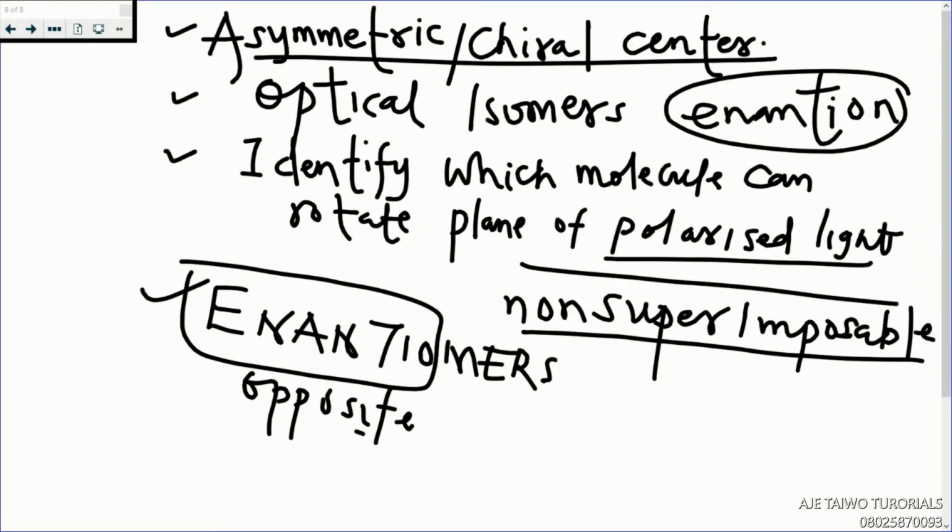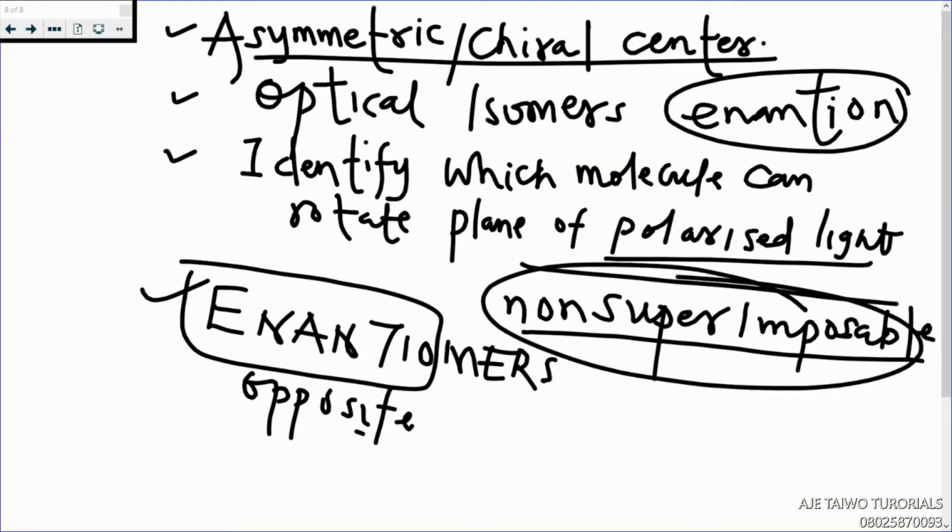They are optical isomers. Enantiomers are optical isomers. They are non-superimposable mirror images of each other. You must put the word non-superimposable, because if they are superimposable, that means there is no chiral center. There is no chiral carbon atom. Molecules which are non-superimposable mirror images of each other are called enantiomers.